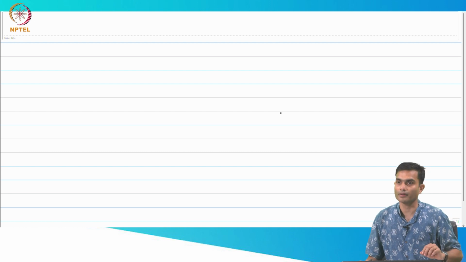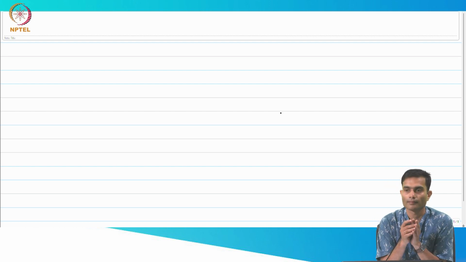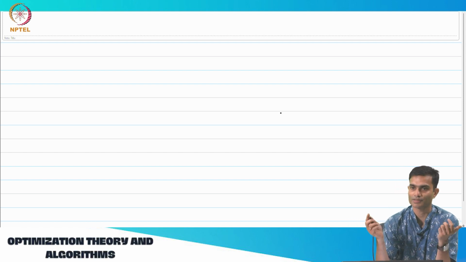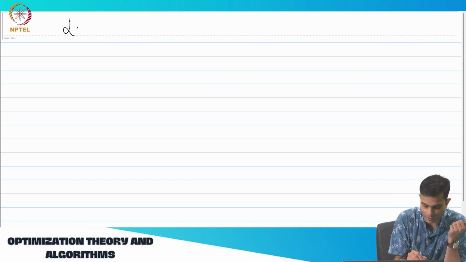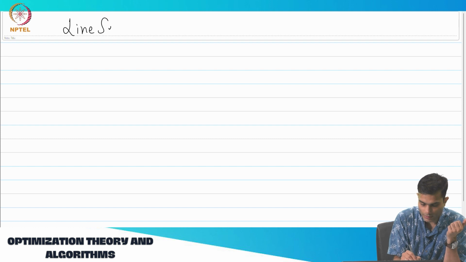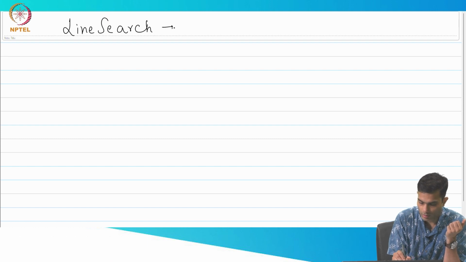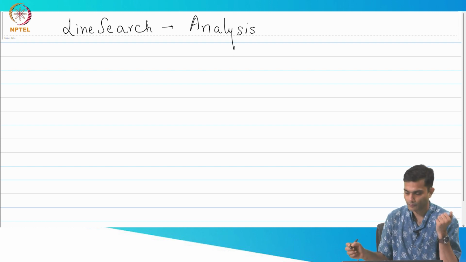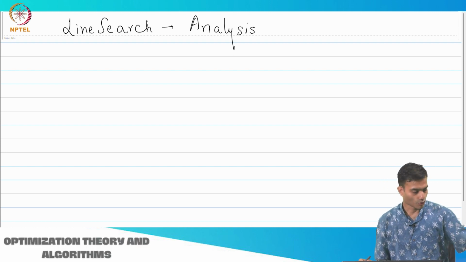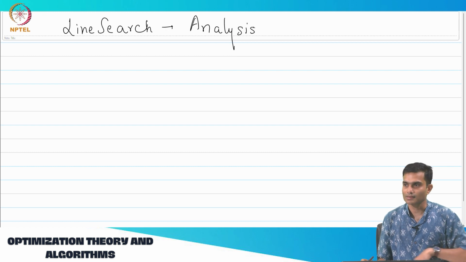Okay, so today we are going to talk about line search, the analysis part. Convergence is what we're going to talk about. So let's write that down. Line search analysis. Now you've already seen the backtracking line search algorithm, right?